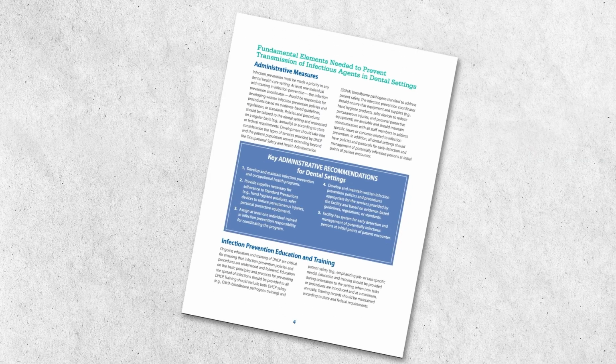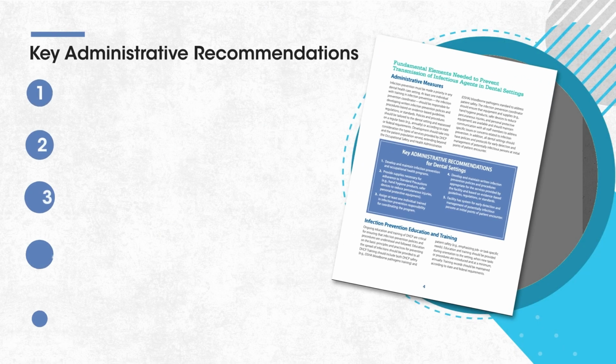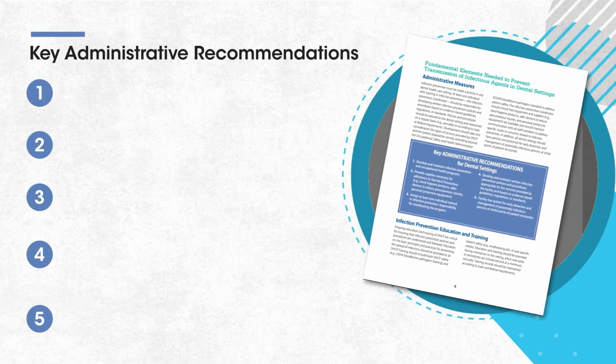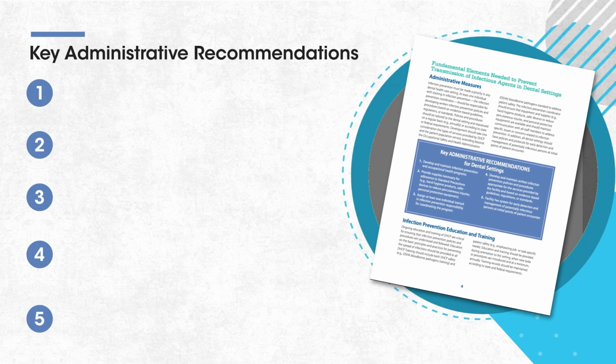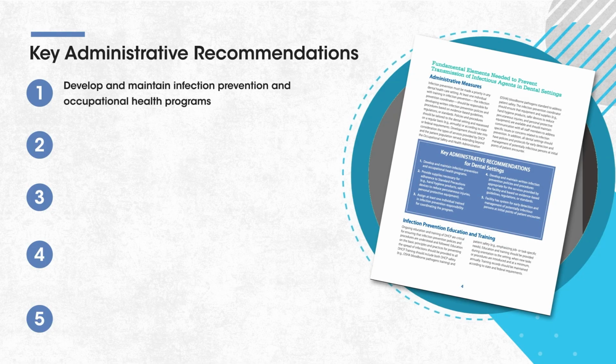This screenshot shows us a cutout from the CDC summary guidelines. And on this screenshot, there are 5 key administrative recommendations for dental settings. These are important recommendations to have implemented, regardless of whether the CDC guidelines are law in your practice or not. These are the standard of care. First is to develop and maintain infection prevention and occupational health program. You have the basis of that when you start with your OSHA binder, and in particular, the exposure control plan. But do you have any infection control policies?